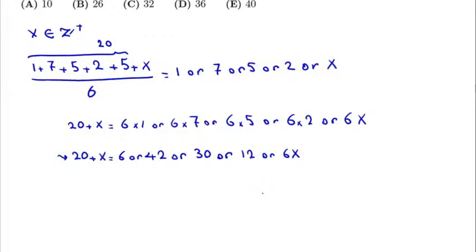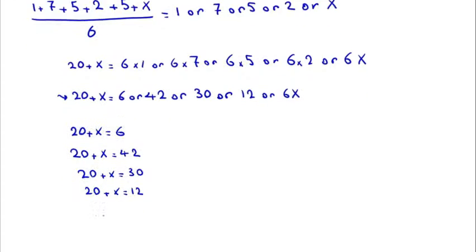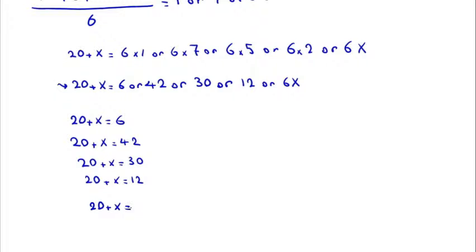Now in the next step, if I want to calculate these numbers, let's write for each of them. 20 plus x equals 6, 20 plus x equals 42, 20 plus x equals 30, 20 plus x equals 12, and 20 plus x equals 6x. Because we know that x is a positive integer, each left hand side will be at least 21. So the first part is bad, and let me write with green. It is bad. It is also bad, this part is bad, 12.